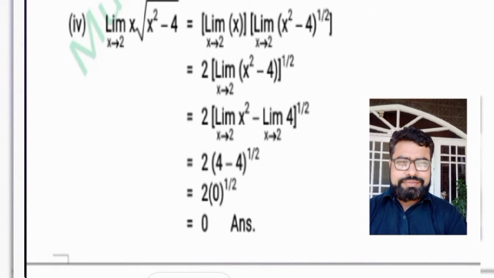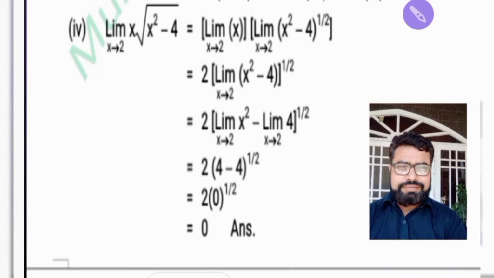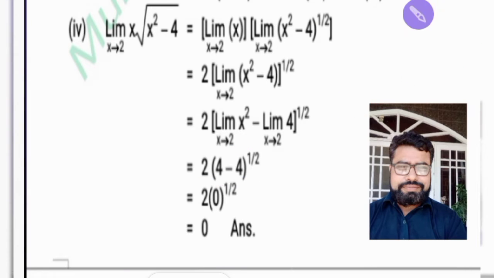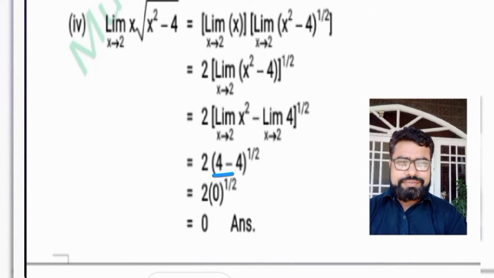Now we will put the value of x, that is 2, x square, that means 2 square, and there is no x, so we cannot put the value of x here, and 4 will be written same. Now 2 square, that is 4, 4 minus 4, and there is 2 outside the bracket, so write 2 outside the bracket, 4 minus 4, that is equal to 0, and there is power 1 by 2, which will be written same. If we multiply 2 with 0, answer will be 0. Part number 4 is done.